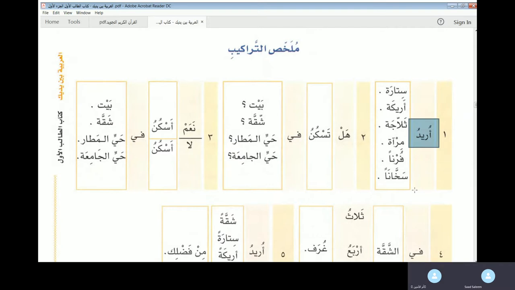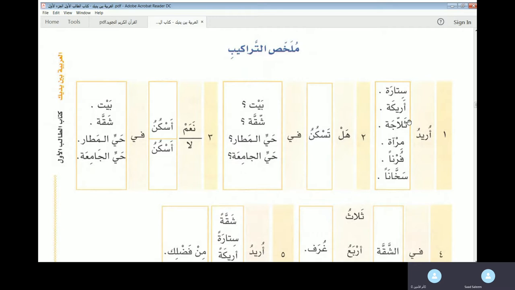Uridu sitara. Is that I want a curtain? Uridu arika. I want a sofa. A sofa. I want a sofa.